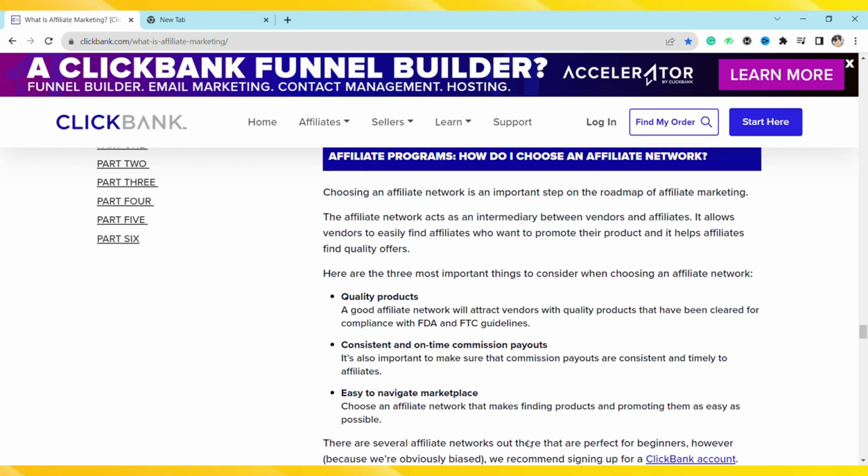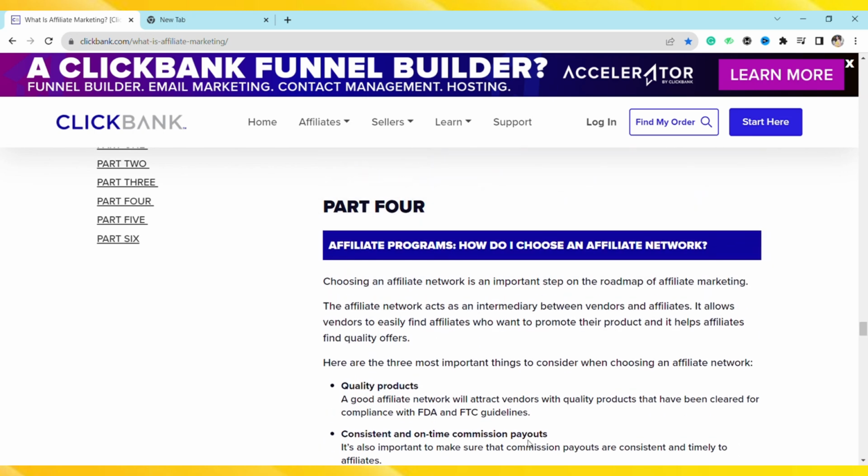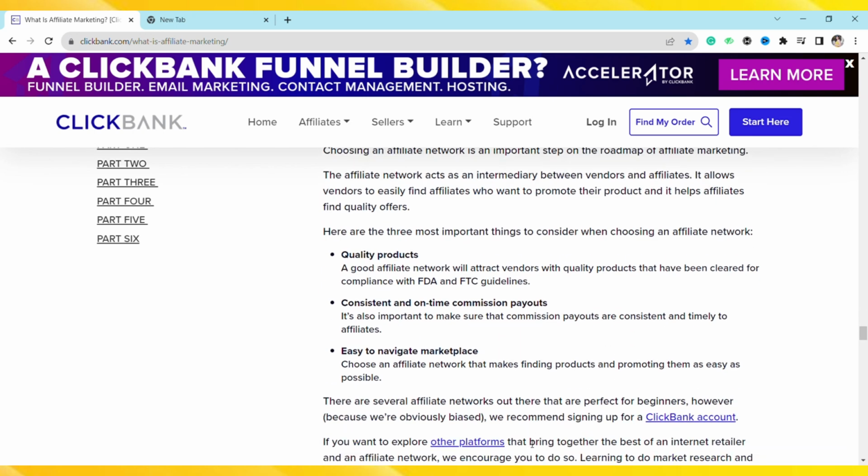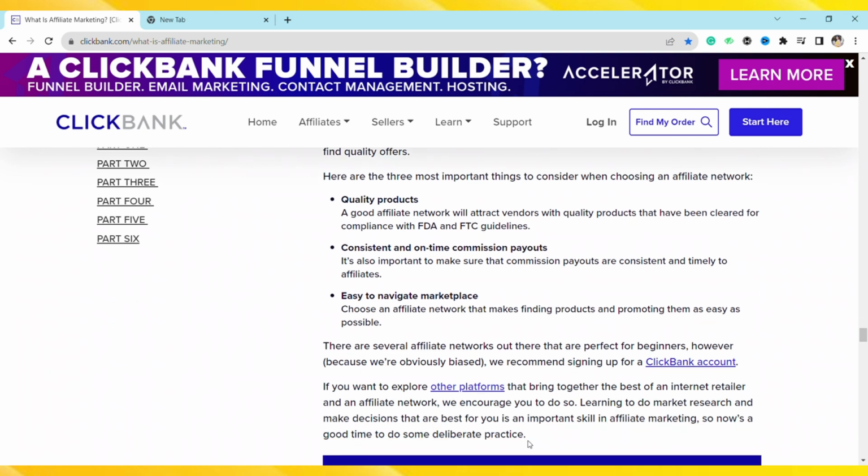So how can you get started as an affiliate marketer? Start with the very basic things: a solid internet connection, a smartphone or a computer, and an affiliate network. What will be the first step towards your affiliate marketing career? I'm going to tell you the 3 most important things to consider when choosing an affiliate network.